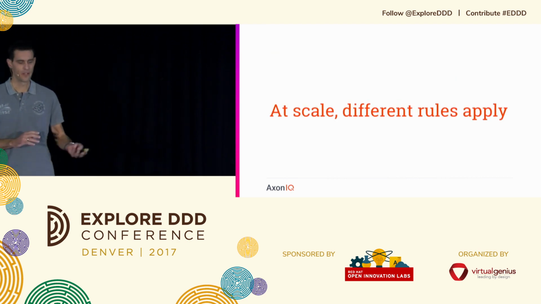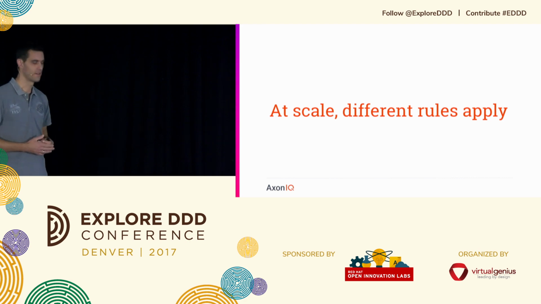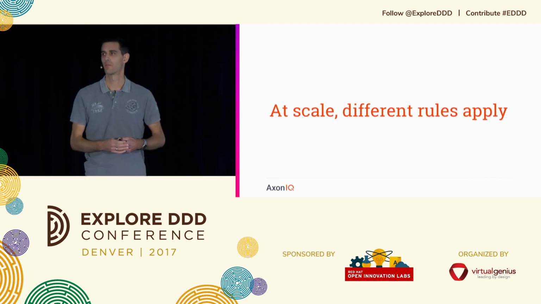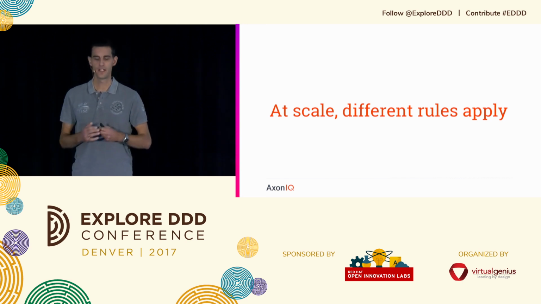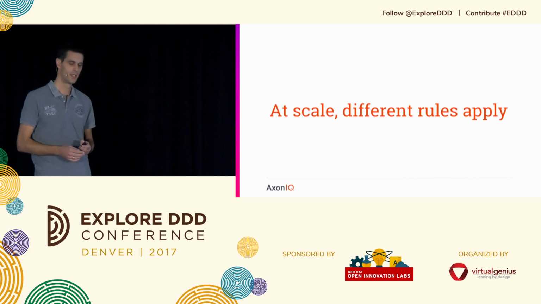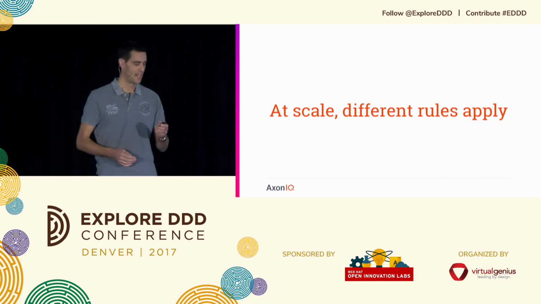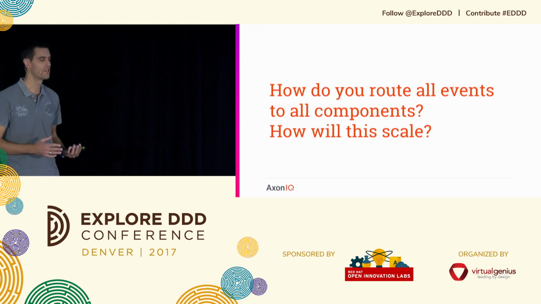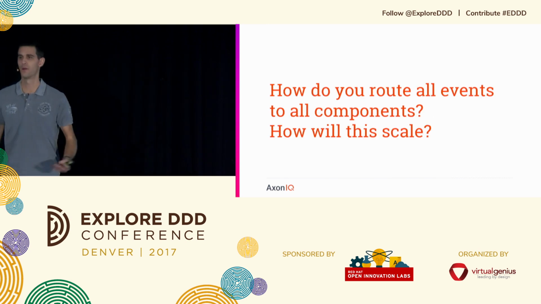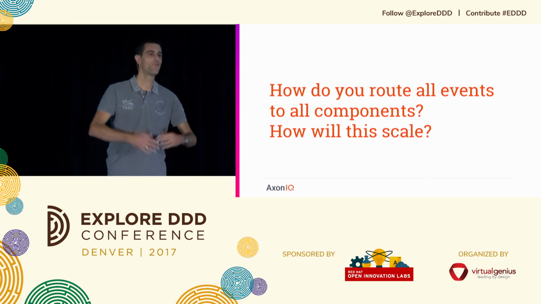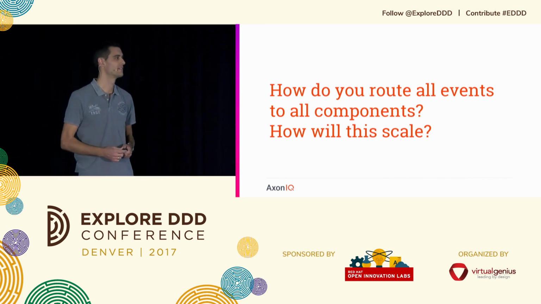And these patterns are all very nice, and we can apply them. But we all know that at scale, different rules apply. Things that work in a very small, safe environment don't work in the hell called production. Because how do you route all these events and other messages to all these components? How do you make sure that when you publish an event, every component will be able to read that?